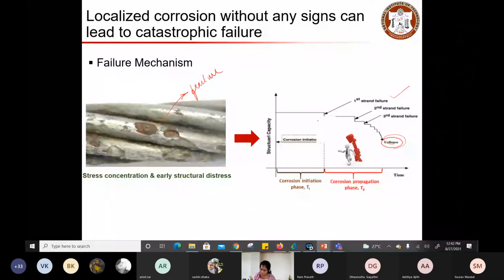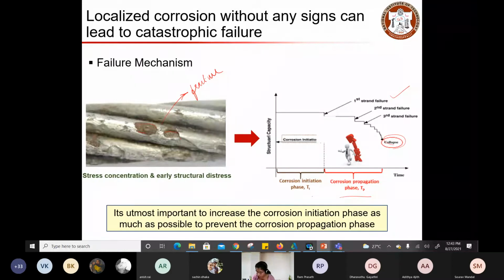The time taken to initiate or to fail the first strand is called your corrosion initiation phase in pre-stressed concrete systems, and further, as corrosion propagates, you will observe subsequent failure of other wires, and that phase is defined as the corrosion propagation phase. So you have to give utmost importance to increasing the corrosion initiation phase, so that you can prevent the corrosion propagation phase.